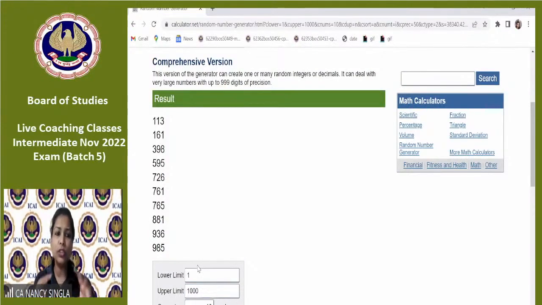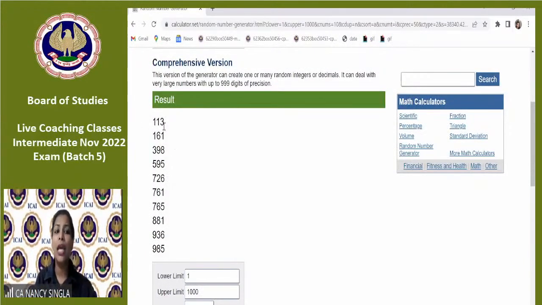Now what I'll do, suppose these were the sale invoices. I got these 10 numbers. Now I will give this list to the management. With respect to these 10 sale invoices numbering 113, 161, 398, 595, give me the entire documentation. I'm going to check them in detail. Are you able to understand?